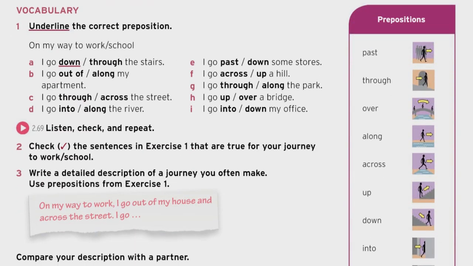Now that we have seen these prepositions, let's practice by underlining the correct preposition. For example, on my way to work or school, I go down the stairs. You cannot go through the stairs. Remember that going through is only for indoors, that you go through doors or through a tunnel, but you cannot go through stairs. You can go up or down. For example, here we have I go out of my apartment or I go along my apartment. Well, if you're inside your apartment, you go out of your apartment. All right, like this, complete these sentences, and when you finish, I'm going to play the audio so that you can check.